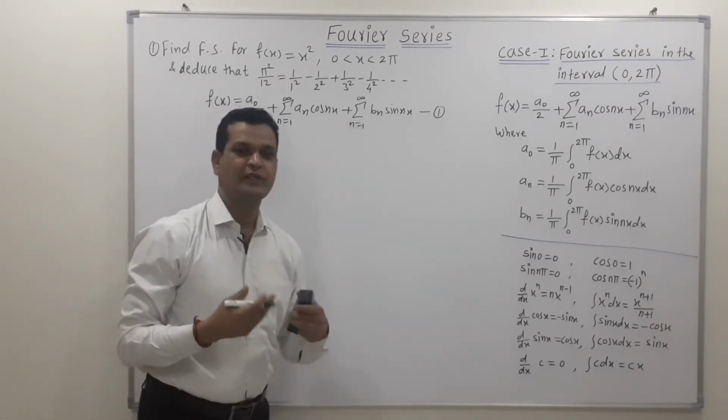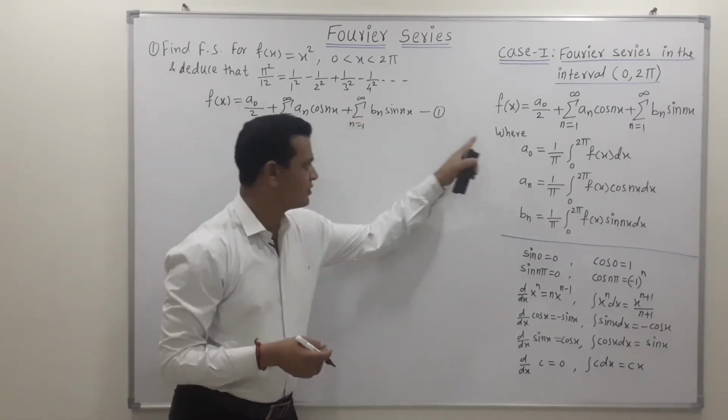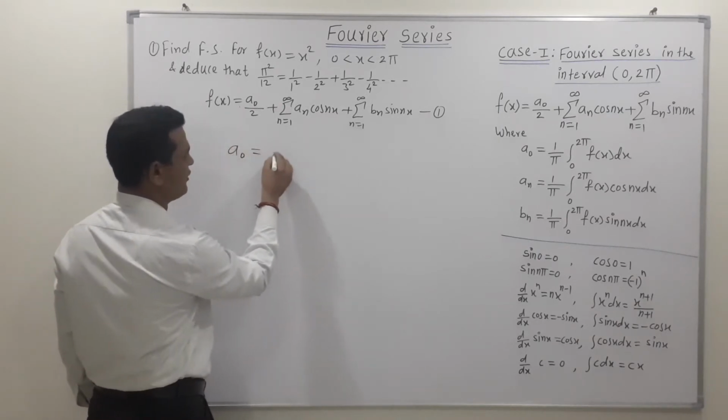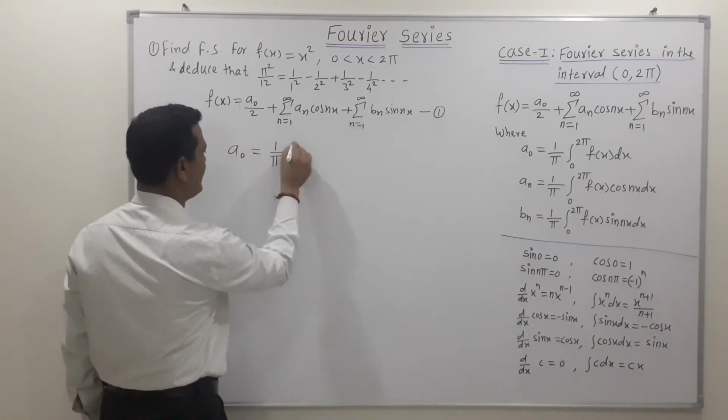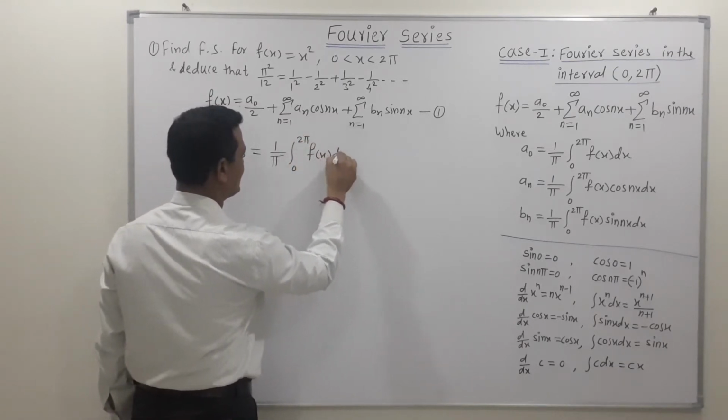Now, to find the Fourier series means to find the coefficients a naught, a n and bn. So let's find the first coefficient, a naught. The value of a naught is 1 upon pi integration 0 to 2 pi f of x dx.